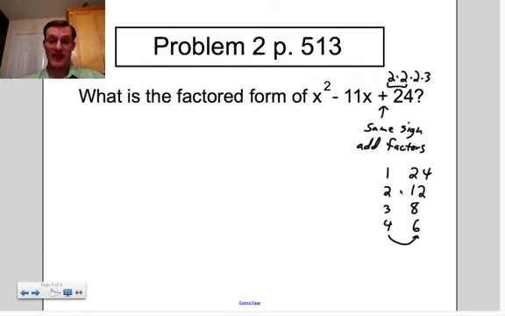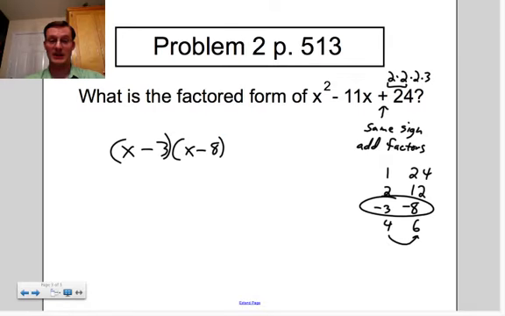Now I need these factors to add to give me 11 because the sign on the constant is a positive. So they need to add to 11. What adds to 11? 3 and 8. So 3 plus 8 gives me 11. The problem is I need it to add to a negative 11. Well, they have to be the same sign, but this sign doesn't tell you what that sign is. We know, since this is a negative, that they're going to have to add to a negative 11. So both of these need to be negative. So this is x minus 3, x minus 8.